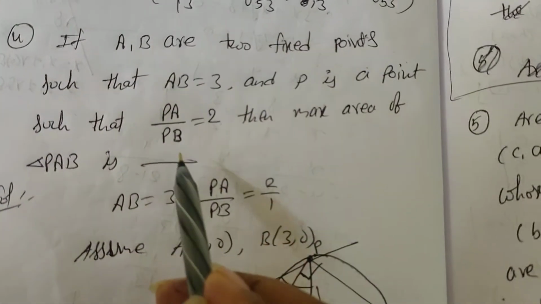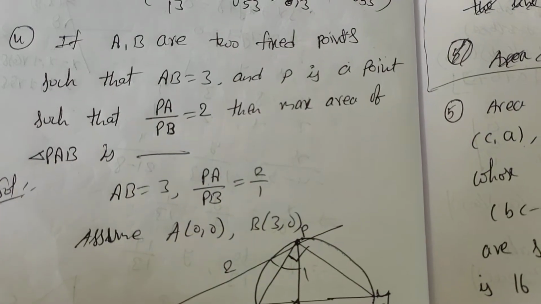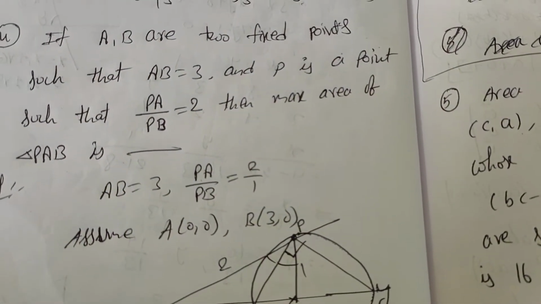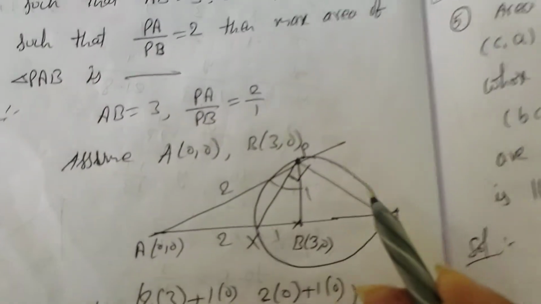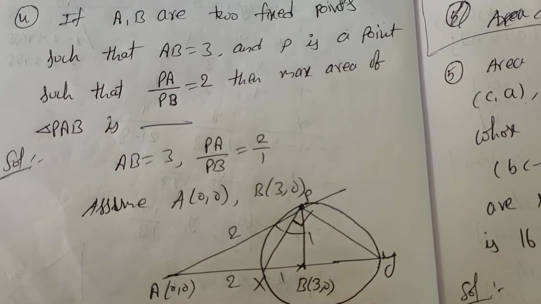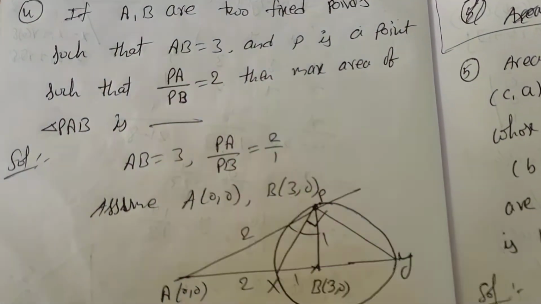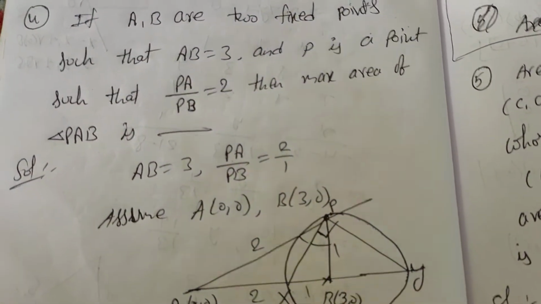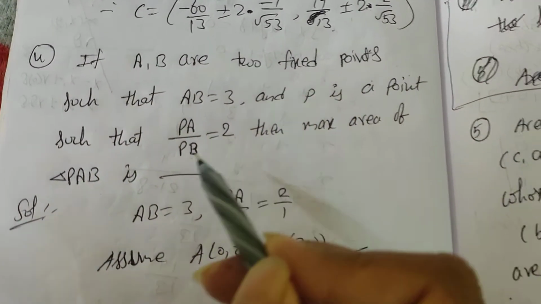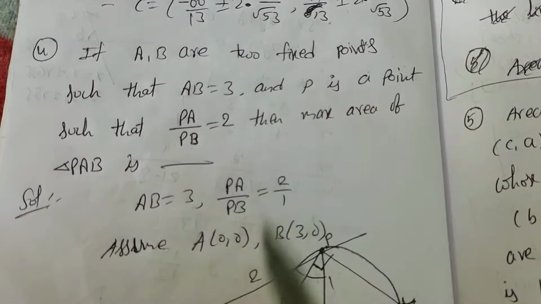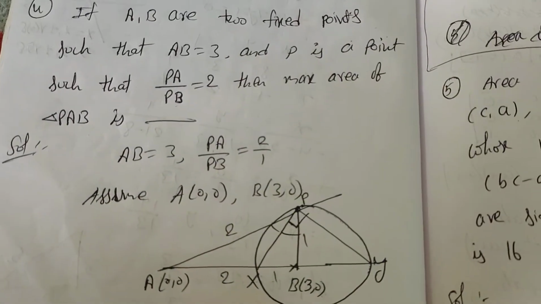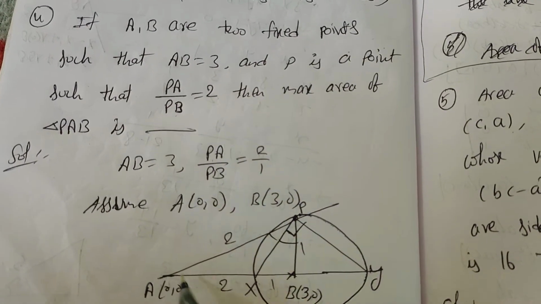So, whenever you observe this ratio PA by PB is equal to 2 by 1, then you just remember this diagram in the coordinate system. I already explained based on this diagram. If you don't know, just follow me. Whenever they give PA by PB is equal to 2 by 1 and we need to find the maximum area of triangle PAB, first you plot the triangle PAB.